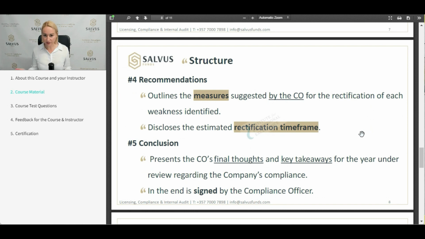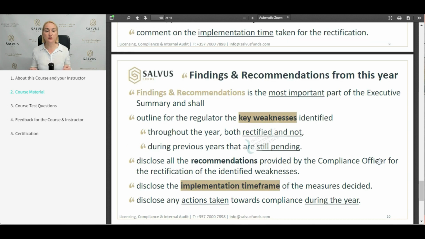Recommendations that we are providing have to be included with the summary. The key, of course, risks. So we have to outline the measures that we are suggesting as compliance officer, and we are suggesting them to the board. Rectification, weaknesses, time frame, and of course, we have to decide in the end who is going to oversee the implementation. And conclusion: presentation of the compliance officer's final thoughts, key takeaways of the year under review. So this is the most important section of the executive summary.